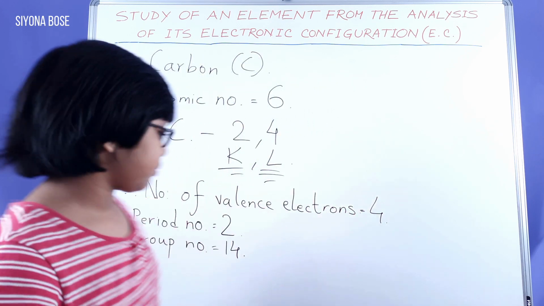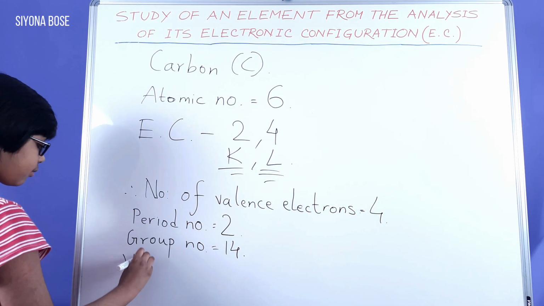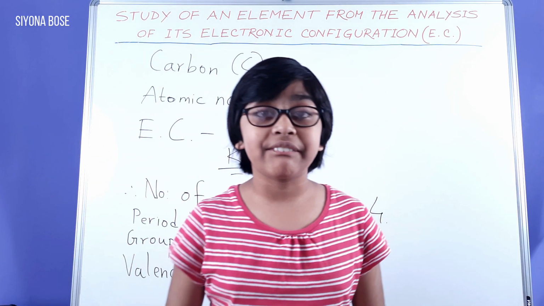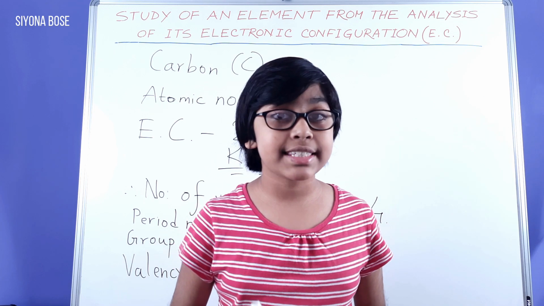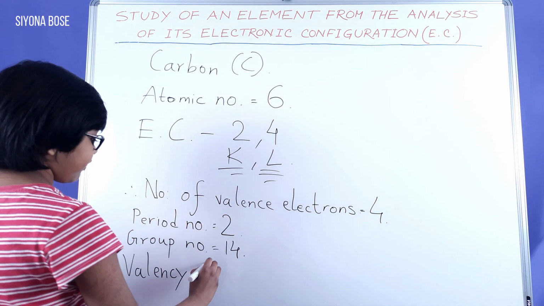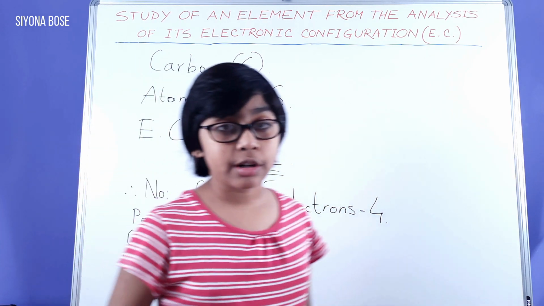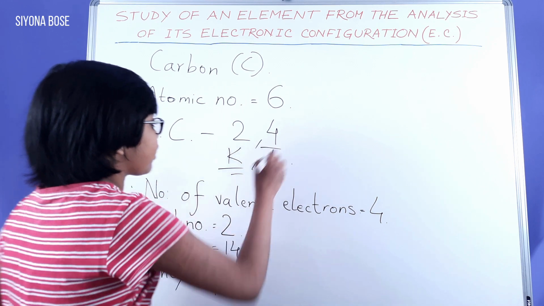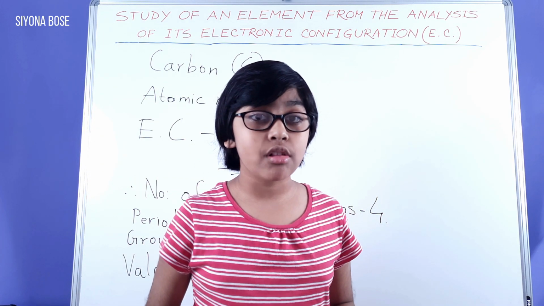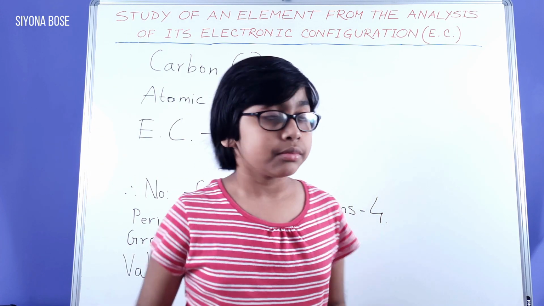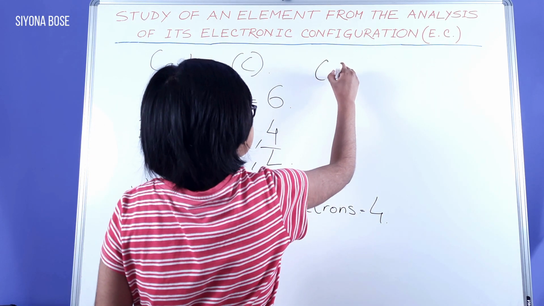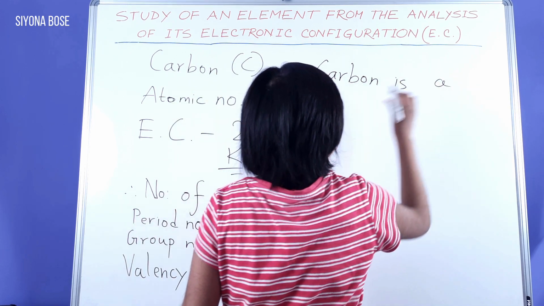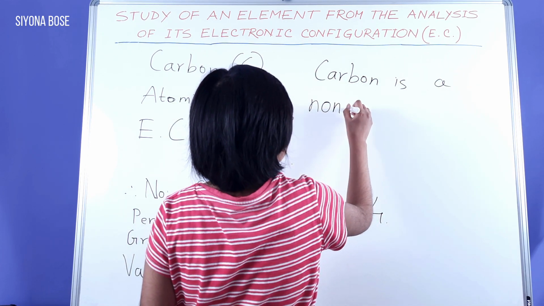Next, valency. Valency is number of valence electrons, since it is less than 5. Valency of carbon is 4. Now, carbon's identity. Carbon has 4 valence electrons, so it is a nonmetal since that is more than 3. Carbon is a nonmetal.